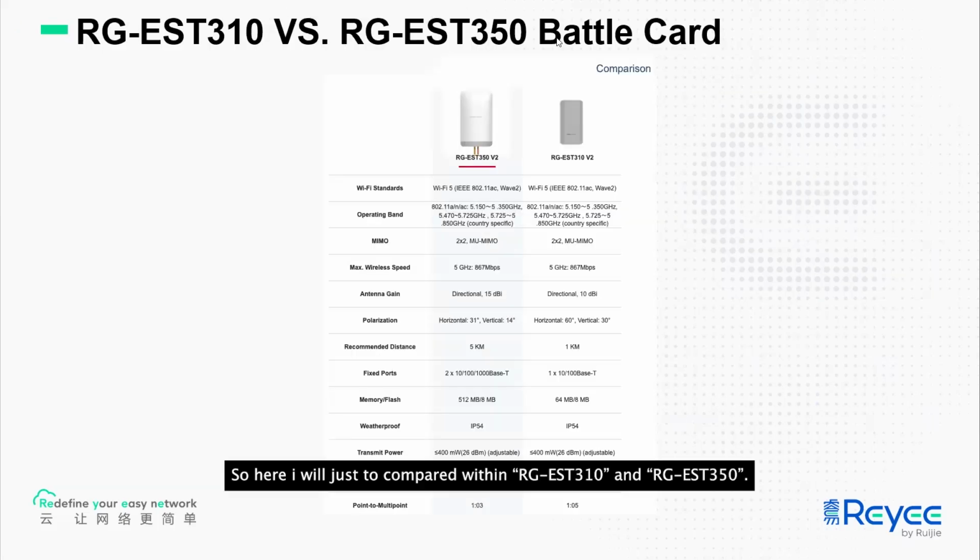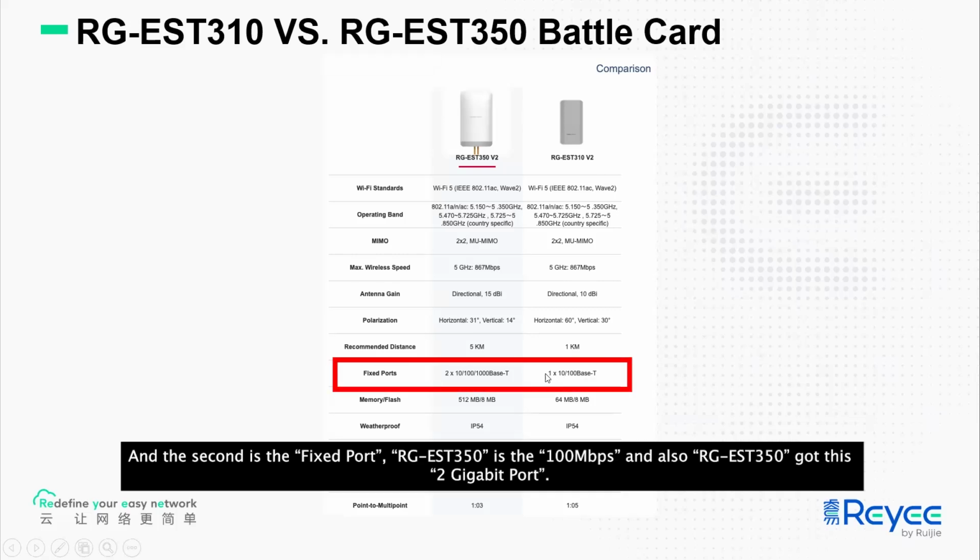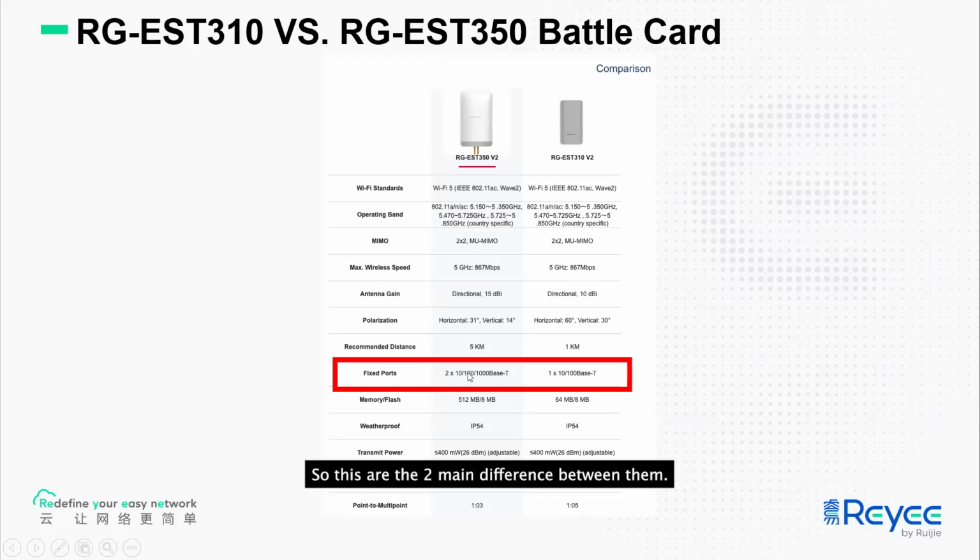Here I will compare the 300 and the 350. The first is the distance, as I mentioned, 1 kilometer and 5 kilometers. The second is the fixed port. One has a 100 meg port, only one. And the 350 has gigabit ports, which is 2. So these are the two main differences between them.